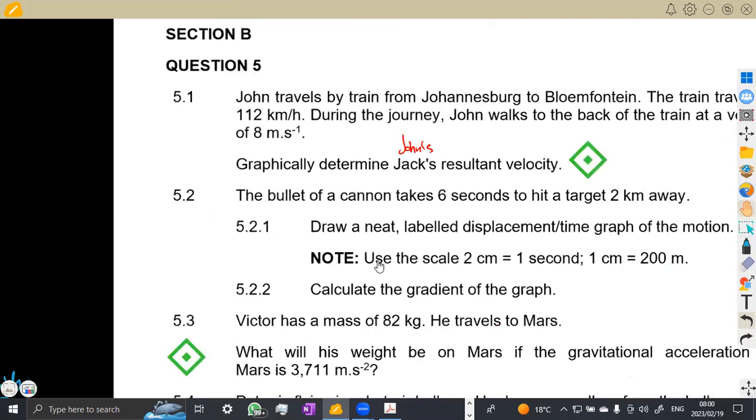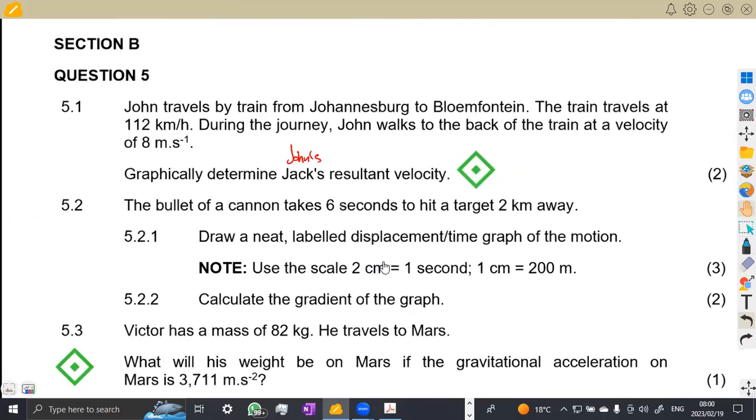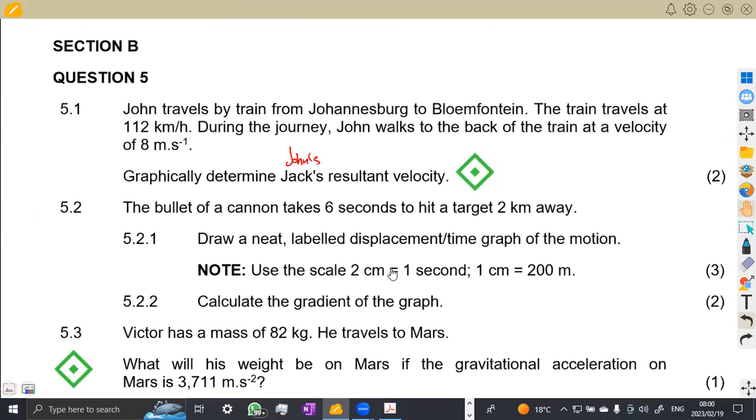So please bear in mind, don't confuse this question to say, why have we taken this going down or something like that. Okay, on 5.2, the bullet of a cannon takes 6 seconds to hit a target 2 kilometers away. 5.21, draw a neat labeled displacement time graph, that is a distance time graph of the motion. Use a scale of 2 centimeters to represent 1 second, that is for time, 1 centimeter to the 200 meters, that is for the displacement.